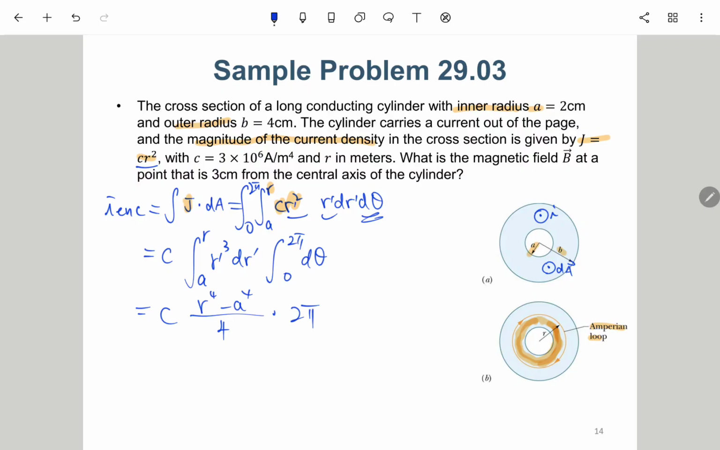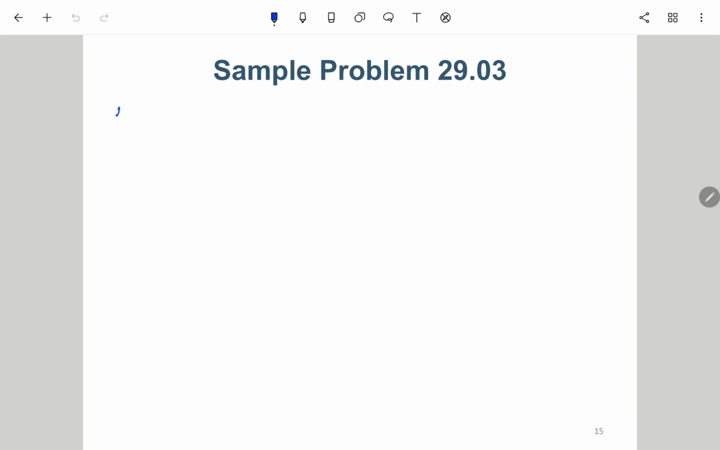Okay, so this is it. And then we can do some simplification: 2 and 4 cancel. So we have pi over 2 times c times r to the 4th power minus a to the 4th power. This is the I enclosed. So I enclosed is pi over 2c times r to the 4th power minus a to the 4th power.